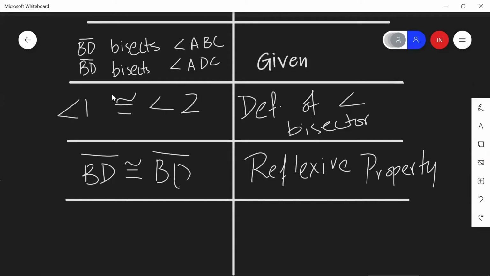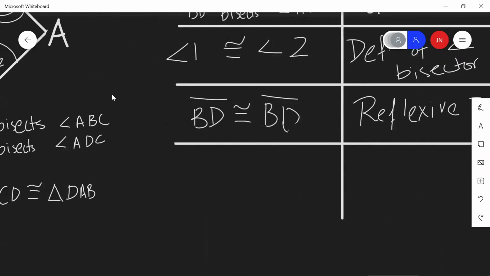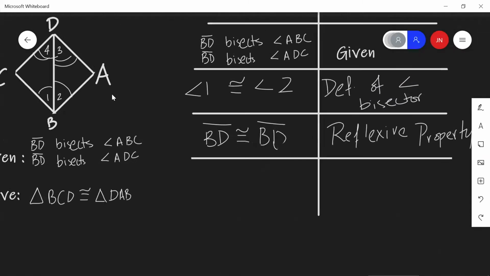Properties are similar to postulates, except that it's not a certain statement. It's more like an identity of whatever you're looking at. If it's a polygon, it's the identity of the polygon. If it's a triangle, it's the identity of the triangle, etc.